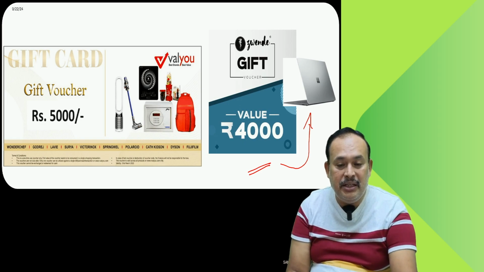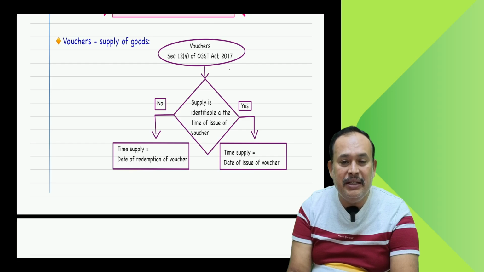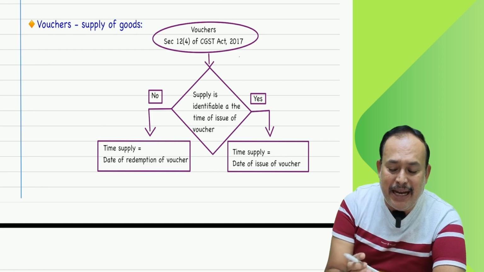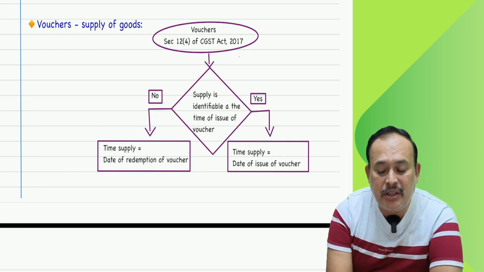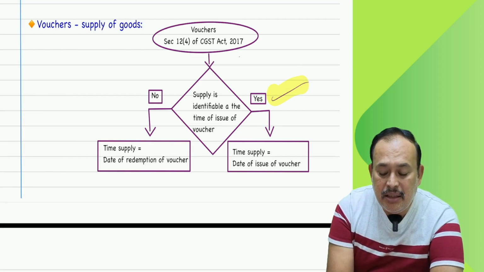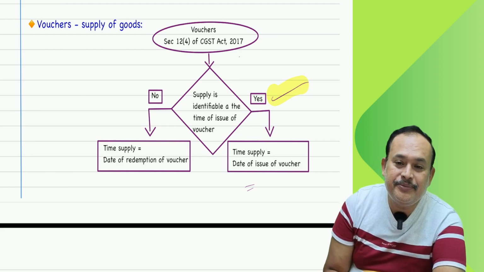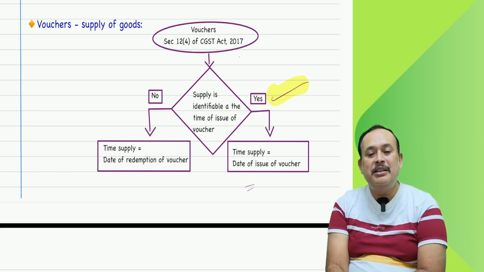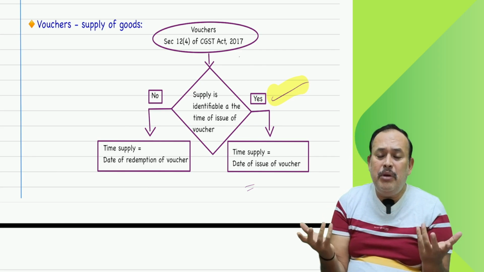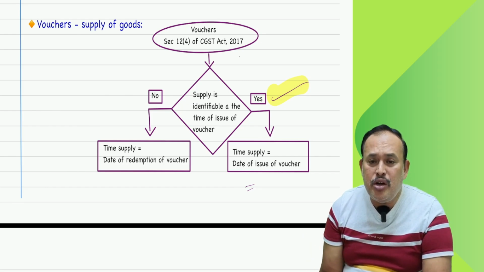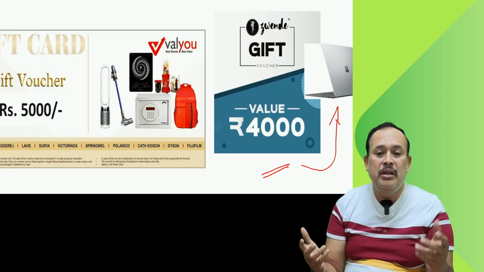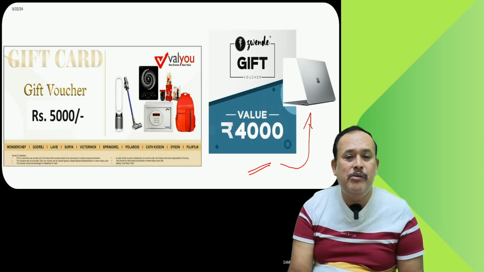This is what I mentioned here for your kind consideration. In the given case, is supply identifiable at the time of issue of voucher? Yes, sir, absolutely identifiable. In that case, time of supply equals date of issue of voucher. Time of supply is nothing but date of issue of voucher. Sir, at the time of issue of a voucher, I do not know against what it is going to be redeemed. Is it so? It may be redeemable against anything.